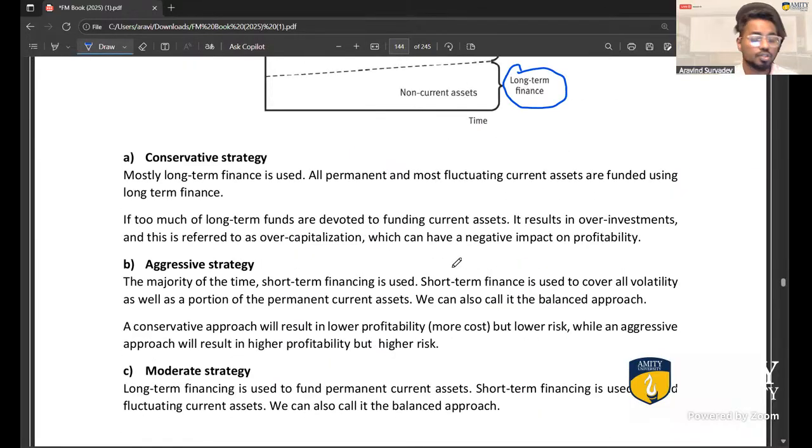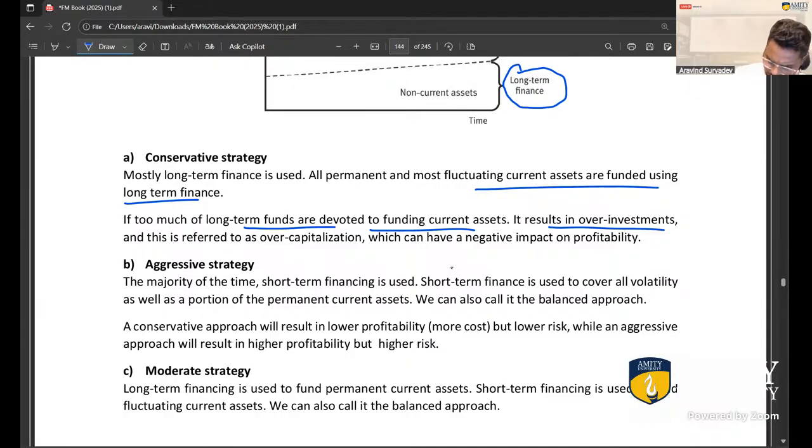Check it out, guys. Conservative. It's mostly long-term finance that will be used. All permanent and most fluctuating current assets are funded using long-term finance. If too much long-term funds are devoted to funding current assets, it results in overinvestment. You're taking long-term loans to fund your current assets. That's not a good sign. If you've invested too much, it results in what we call overinvestment or overcapitalization, which can have a negative impact on profitability, of course.